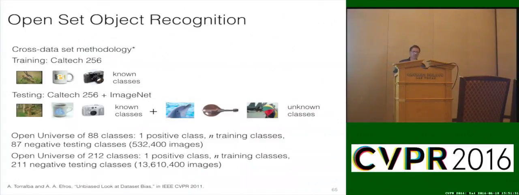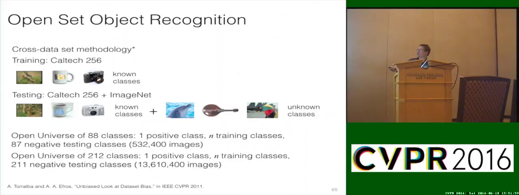So how do you do open set recognition testing then? Well, one of the ways we can do it is by looking at data sets. So in this case, we're going to do some cross data set methodology. We're going to do training on just Caltech. And then for testing, we're going to use Caltech plus some things from ImageNet that weren't in Caltech, plus some things in ImageNet that were in Caltech, because they're known classes but they're different, plus a whole bunch of unknown classes that exist in ImageNet that weren't there.